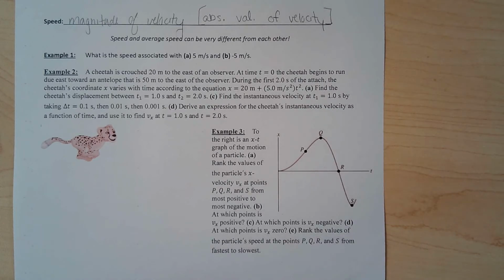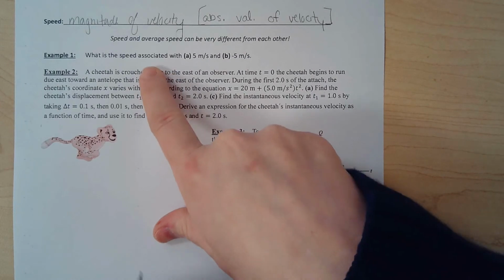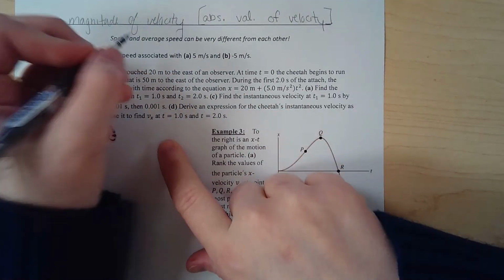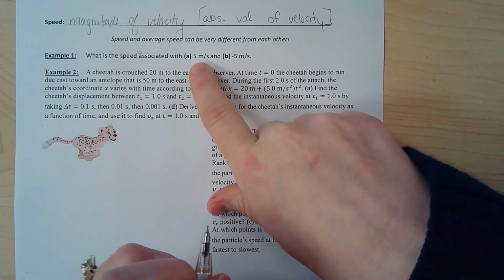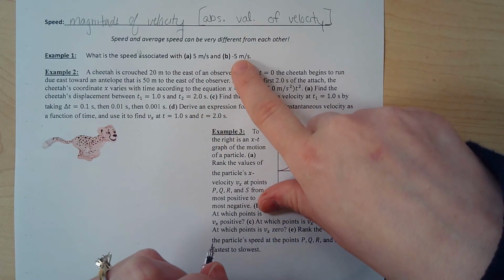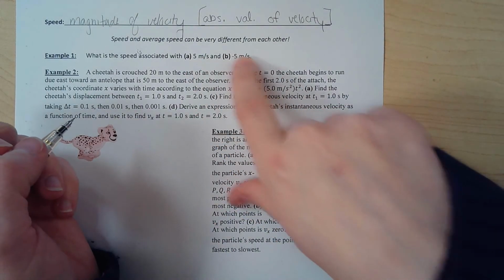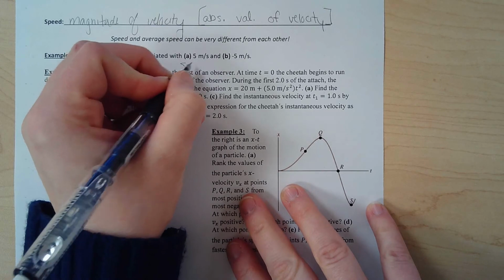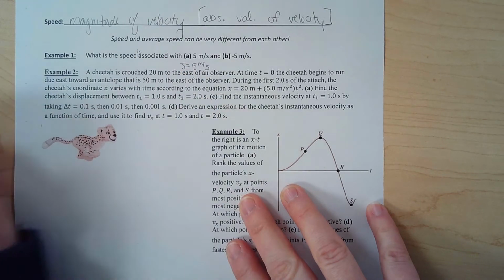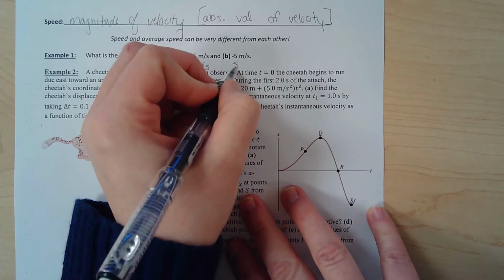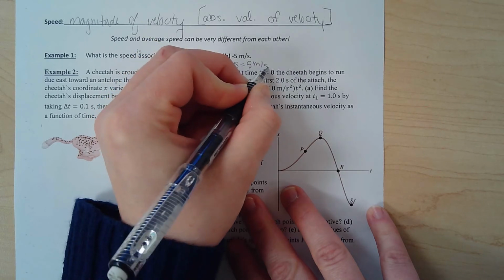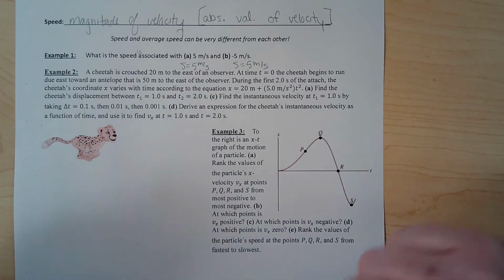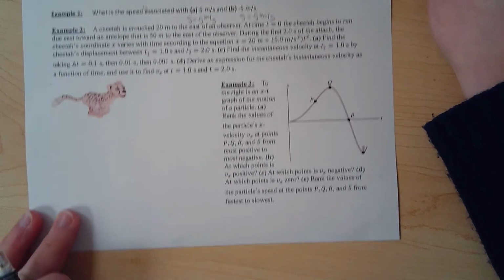So example 1: what speed is associated with 5 meters per second and negative 5 meters per second? If these are velocities, the speed is just the positive value. So the first one is 5 meters per second, and the second one is also 5 meters per second. Just remember, speed is absolute value. All right, let's take a look at example 2.